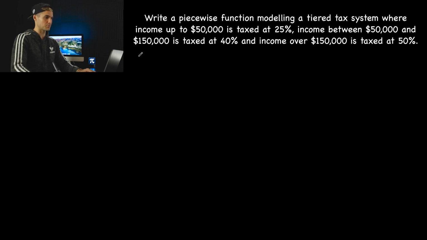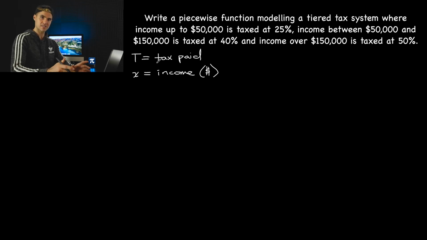So I'm going to introduce some variables here. I'm going to let t equal the tax that is going to be paid. That's going to be our dependent variable. And then I'm going to let x equal the income. Okay, and that's going to be in dollars. So what we're going to do is plug in a certain x value, and then it's going to give us the tax on that income amount that we're going to plug in for x. So this is going to be t of x, right? Tax as a function of income.